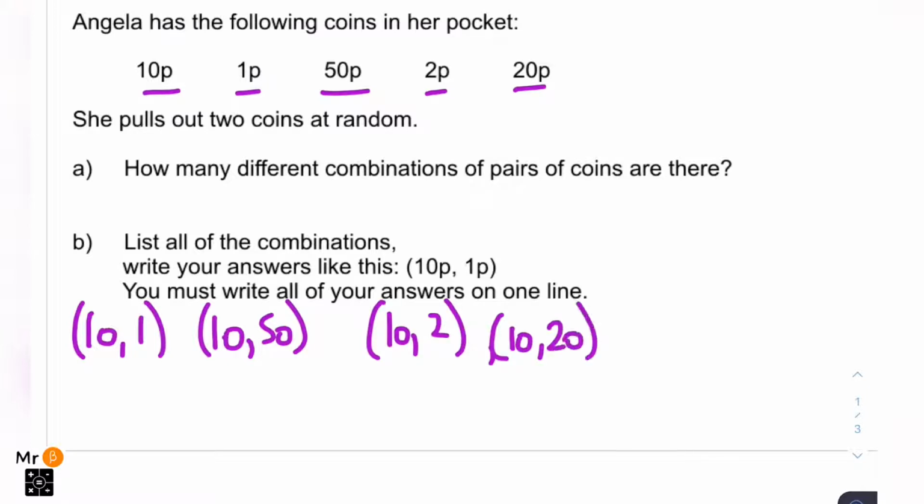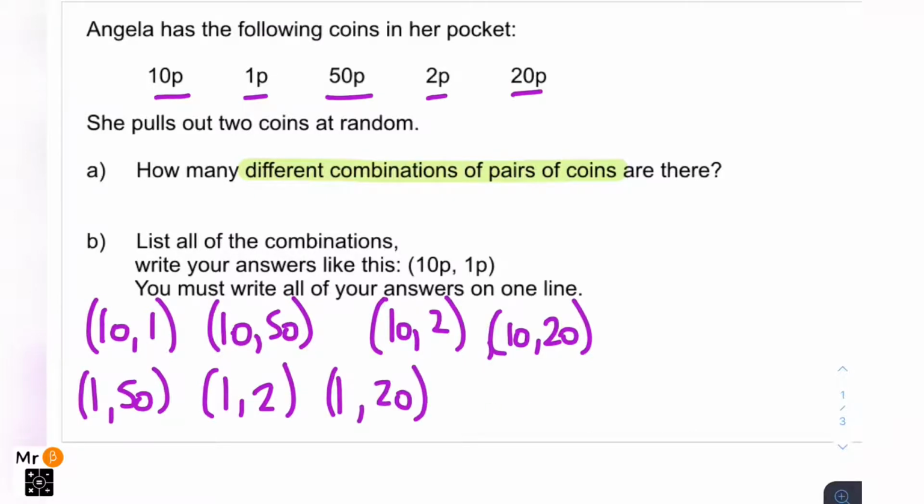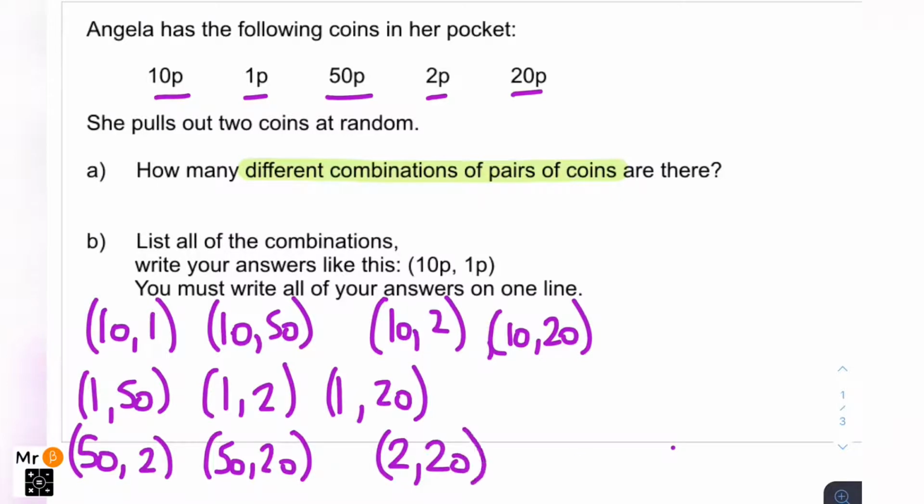and finally a 20p. Because it's said she wants the different combinations of pairs of coins, we're not going to do the reversal of 10 and 1. So 10 and 1 is the same as picking a 1 and then a 10. So now we're going to pick out a 1 with a 50, 1 with a 2, 1 with a 20. Then if we picked a 50, we could pick that with a 2, with a 20, and finally if we picked out a 2p coin, that could be picked with a 20.